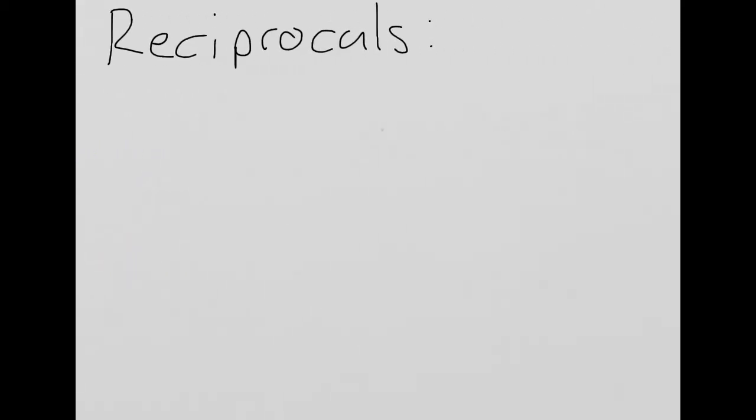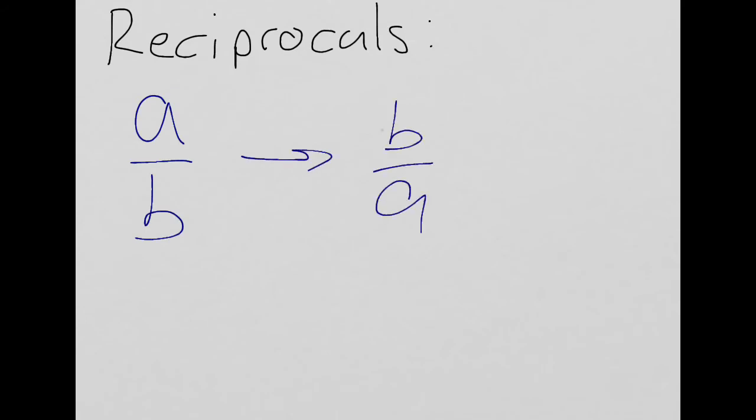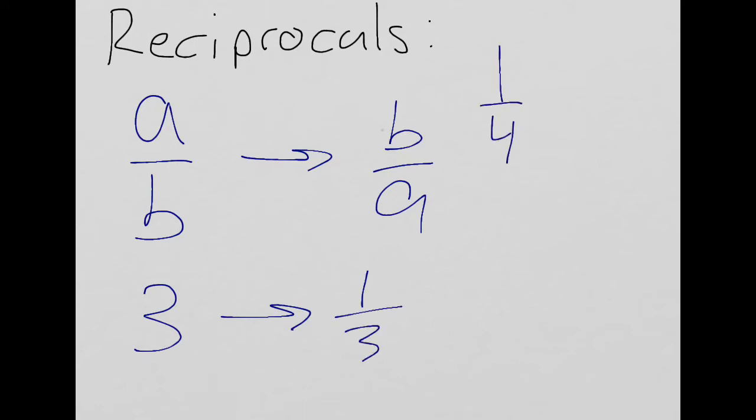A reciprocal is when we flip the fraction. So the reciprocal of the fraction A over B is going to be B over A. I flipped the fraction. Now let's say I'm dealing with a whole number. The reciprocal of 3 would be 1/3, or the reciprocal of 1/4 would be 4, because this is the same thing as 4 over 1.